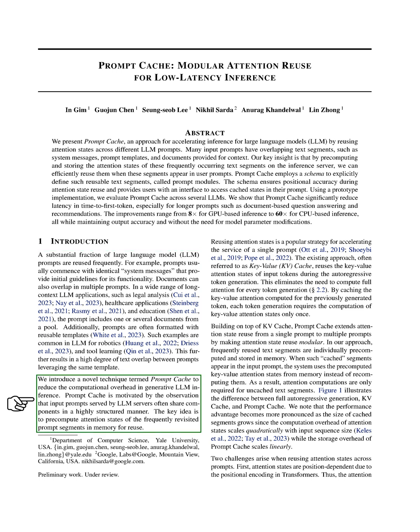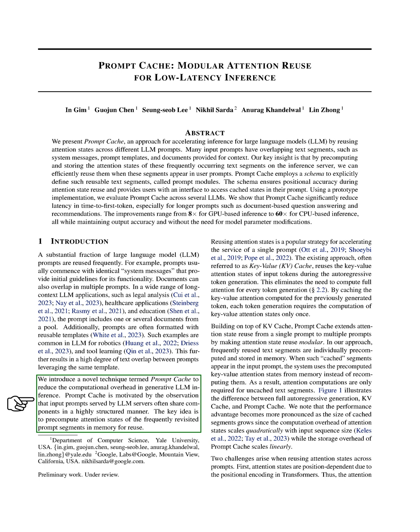To address this, we've come up with a new technique called prompt cache. This technique is based on the fact that the prompts used by LLM servers often share components in a very structured way. The main idea is to pre-calculate the attention states of the parts of the prompt that are used frequently and store them in memory for future use.